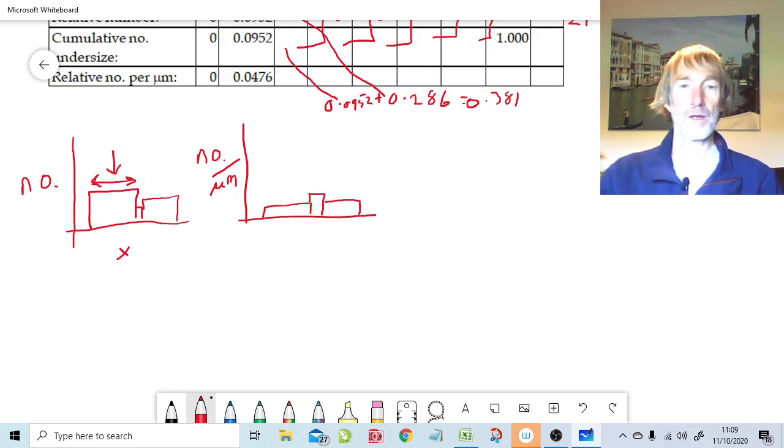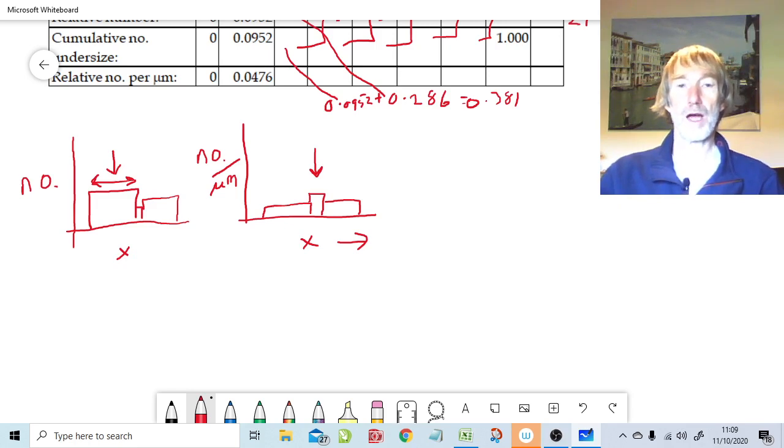Okay, so now where is the mode? Well, the mode is, of course, now just there. So we've moved the mode from being apparently on the left to apparently somewhere in the middle. So if you like, that's a fairer comparison. That's one good reason for doing relative number per micron range.